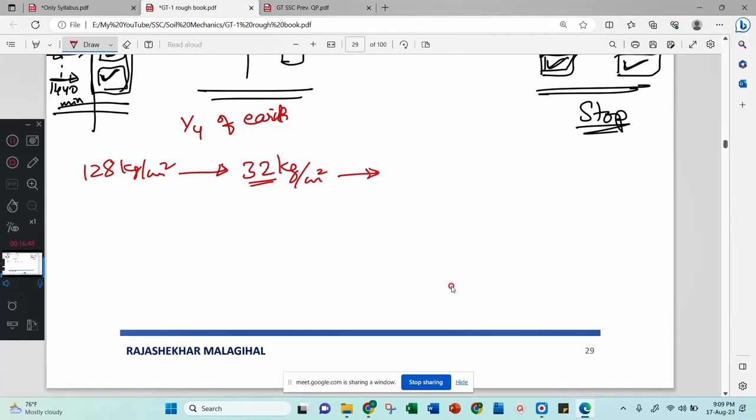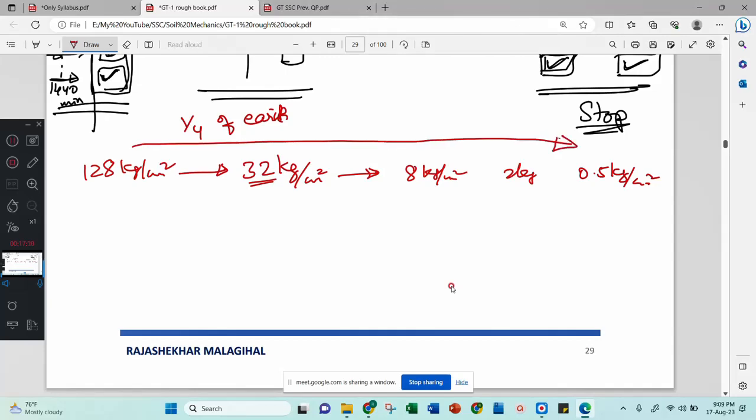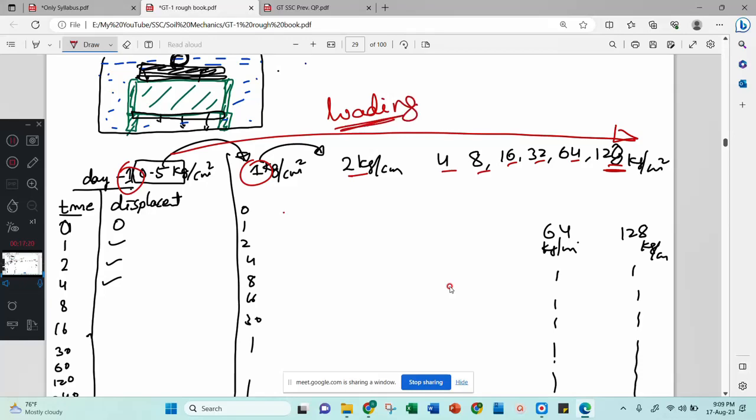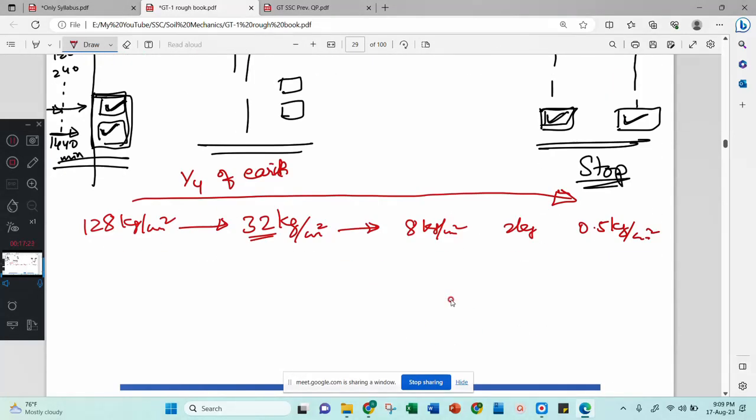Then the next day you remove 1/4 again. 1/4 means how much? 16, 8. Then 8 kg per centimeter square. Then 1/4, 2 kg per centimeter square. Then 1/4, 0.5 kg per centimeter square. Right? Now you have stopped the experiment. Okay, this is called unloading. This I will name as loading. This I will consider as loading. Then this is called unloading.